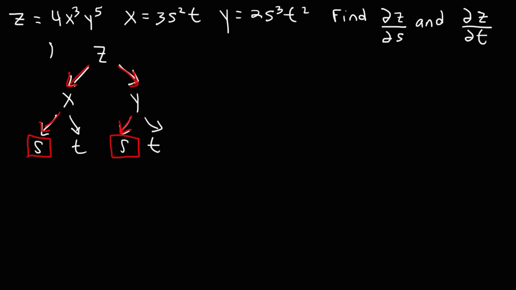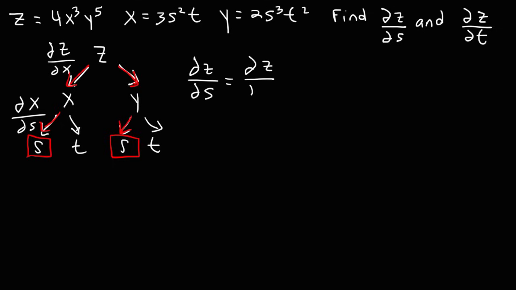So it's going to be the partial derivative of z with respect to x times the partial derivative of x with respect to s. So let's write that. The partial derivative of z with respect to s is going to be the partial derivative of z with respect to x times the partial derivative of x with respect to s.